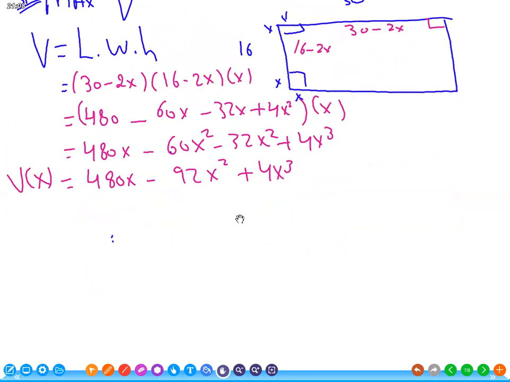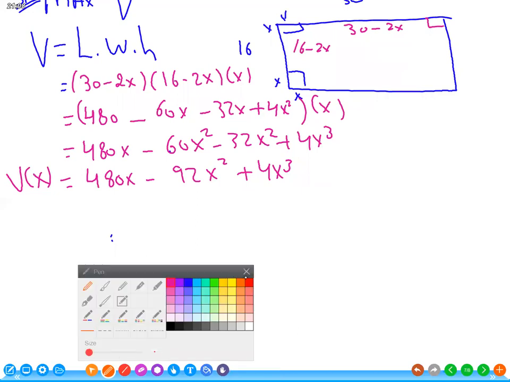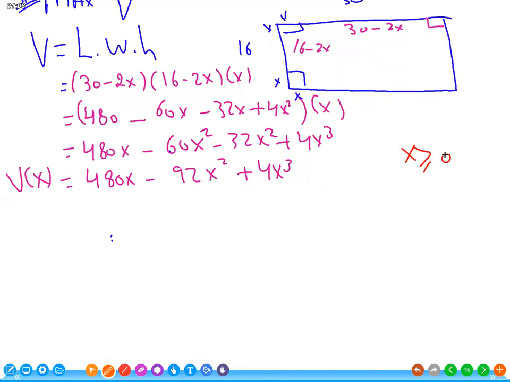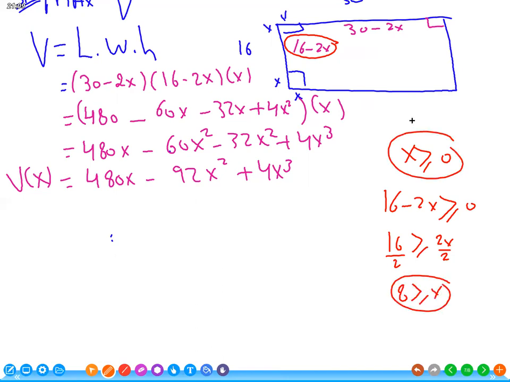Here, about the constraint, x also represents length, so it cannot be negative. So x must be more than or equal to 0. Because the width of the cardboard is 16, we cannot cut out squares whose sides are more than 8. Or the new width of the box, 16 minus 2x, also must be more than 0. If you solve for x, 16 greater than or equal to 2x, divide by 2, so 8. So x will be between 0 and 8.